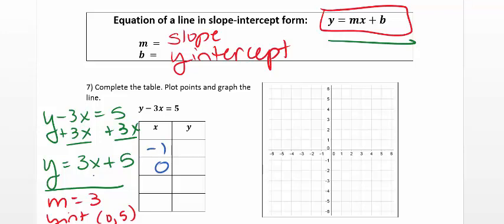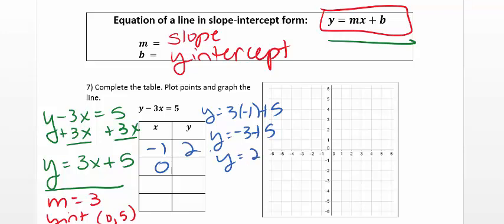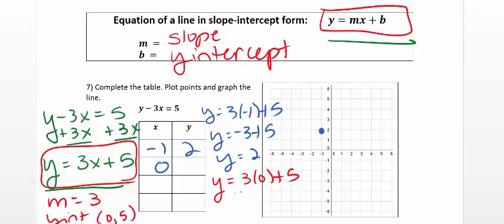If I plug in -1 in place of x here, I have 3 times -1 plus 5. 3 times -1 is -3. Plus 5 is going to be 2. -1, 2 is right here. And then when we plug in 0, we're going to have y is equal to, and again we're using this equation right here, 3 times 0 plus 5.